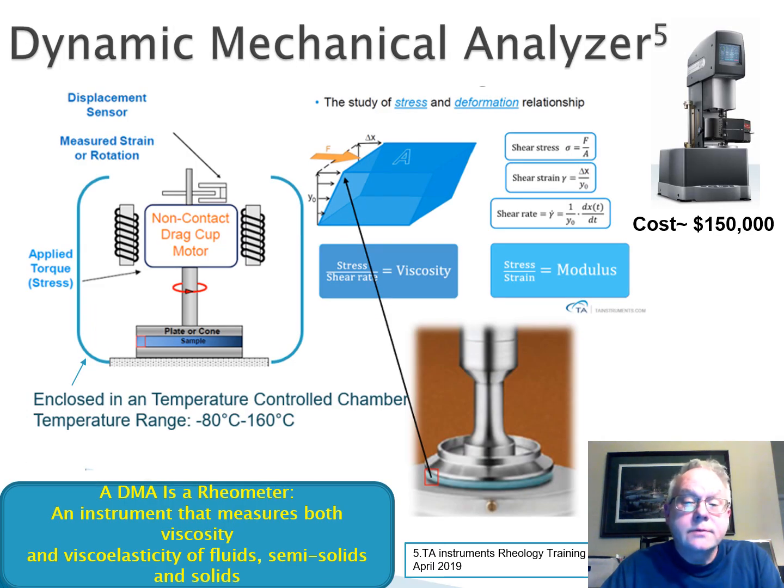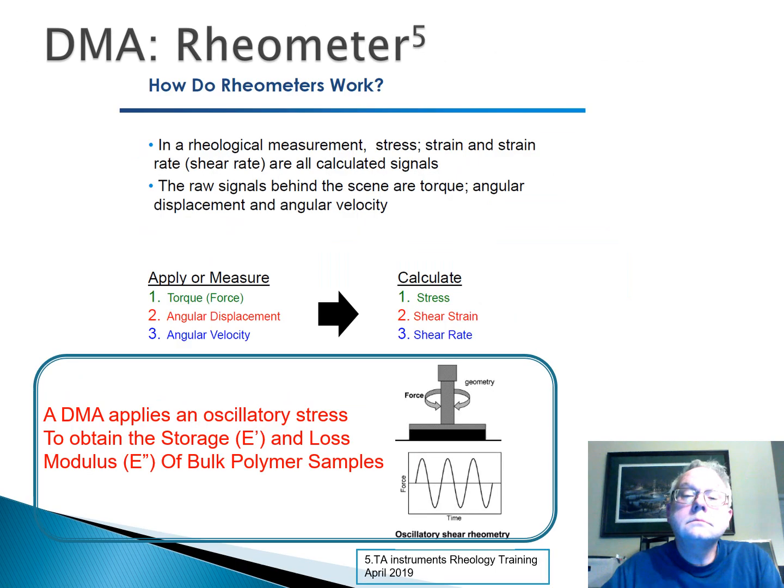This slide depicts the workings of a dynamic mechanical analyzer. It has a motor which applies a torque to a sample between two parallel plates. As the sample moves under the stress, a displacement sensor measures the strain or rotation. From this information, you can get the moduli information. A rheometer applies a torque to a sample and then measures the angular displacement and angular velocity. Then the software calculates the stress, the shear strain, and the shear rate. It applies the stress in an oscillatory manner.